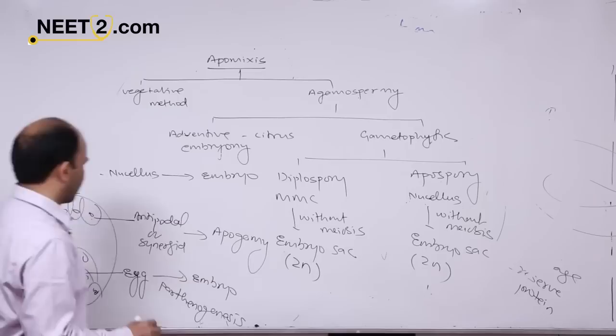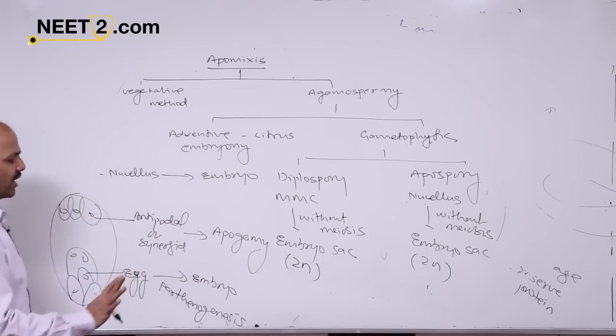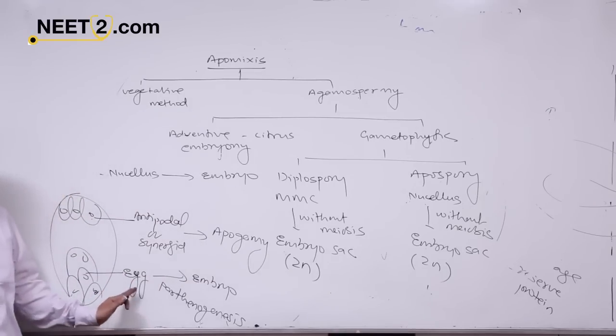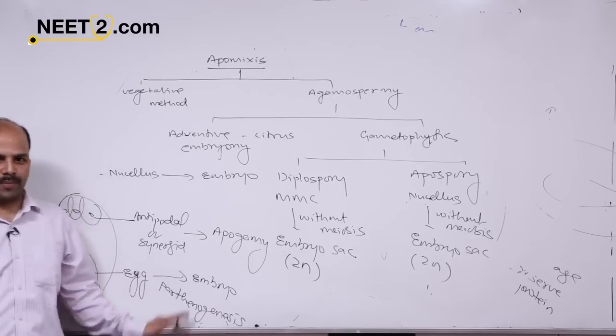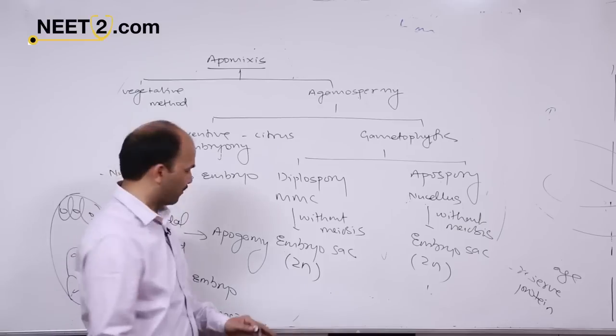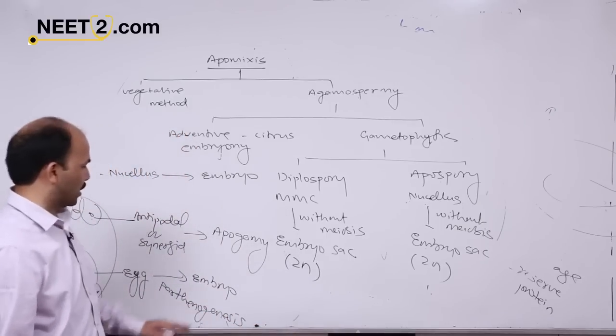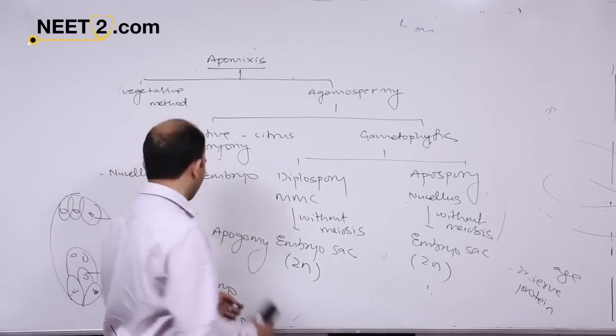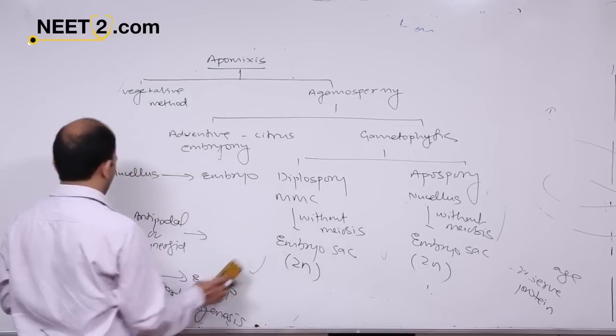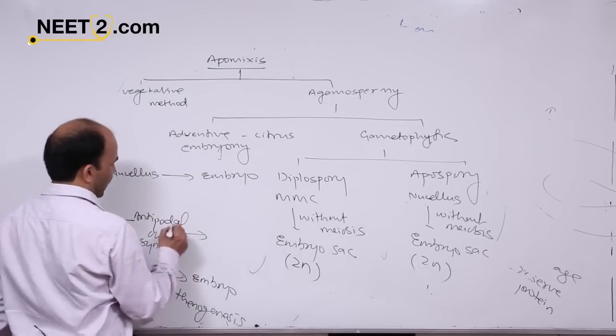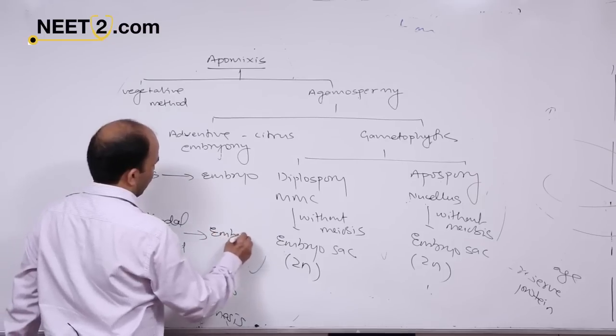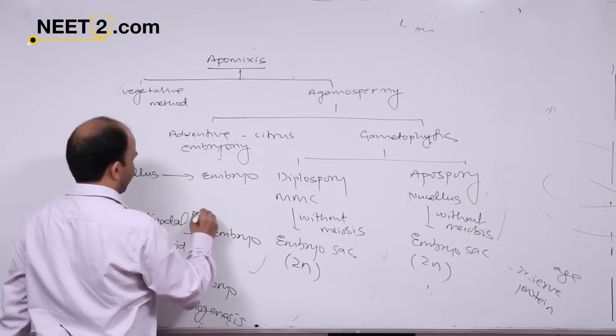If this embryo sac or any other embryo sac, if egg develops, whether egg is haploid or diploid, if egg develops embryo without the act of fertilization, then the phenomenon will be called parthenogenesis. If embryo develops from any other cell of embryo sac like antipodal or synergid, then the process will be called apogamy.